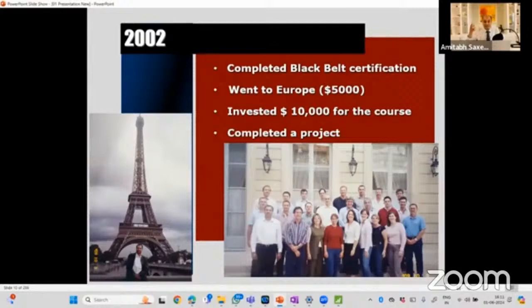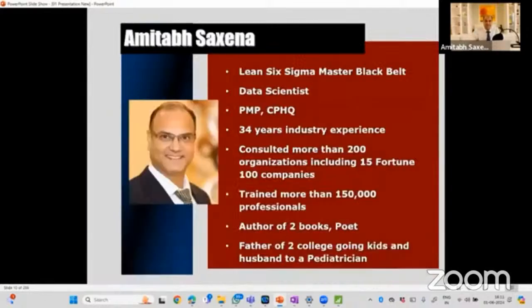I completed my Black Belt certification, going to Europe to complete that. After that, I became a Lean and Six Sigma Green Belt, Black Belt, and then Master Black Belt. At one go, you can do that today because online sessions are available and you don't have to travel so much. Within 1 to 2 months, you can become a Green Belt, Black Belt, and Master Black Belt. I have 34 years of experience, and have consulted more than 200 organizations, including 15 Fortune 100 companies.